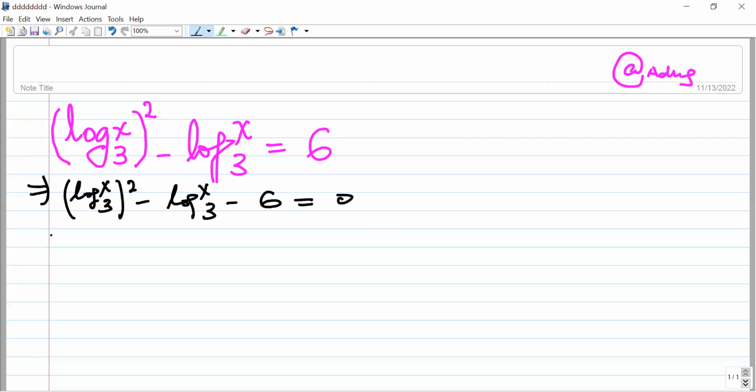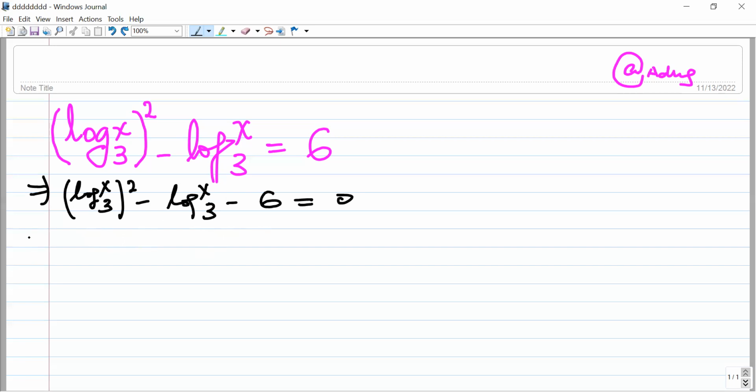If you observe this logarithmic equation, it is actually a quadratic equation in terms of logarithmic expressions. For example, suppose we let log x to the base 3 be some variable y. Then it becomes y squared minus y minus 6 is equal to 0. This is nothing but a quadratic equation.